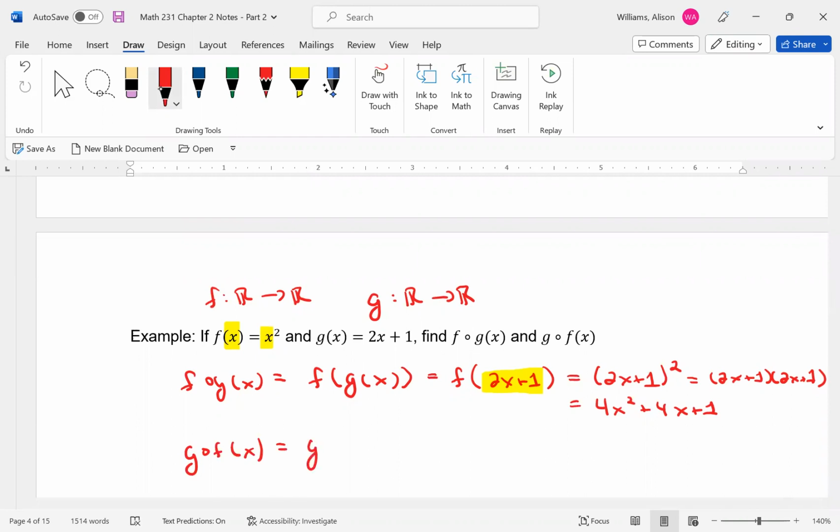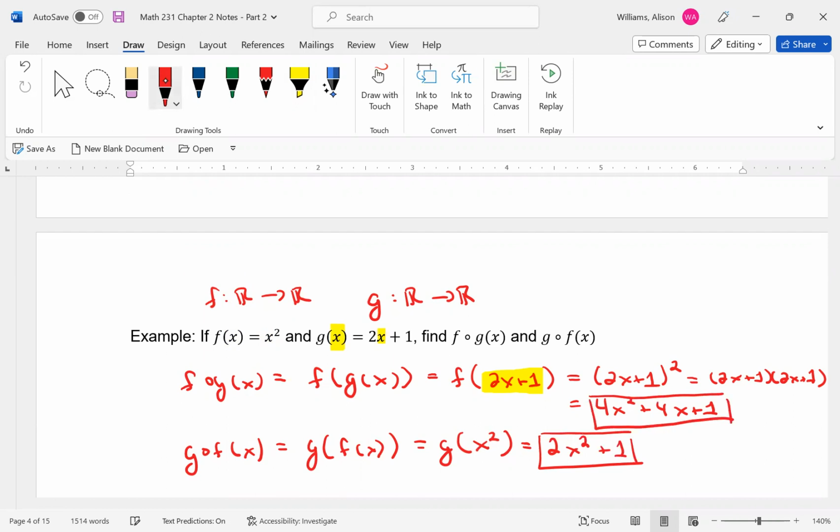So that means we're taking F of X and plugging it into G, which means I'm taking X squared and plugging it into G. So this time the X I'm interested in is the one I'm plugging into this X, and that ends up being 2 times X plus 1. So in this case, instead of 2 times X, I'm doing 2 times X squared plus 1. And there's actually no way to simplify that. So that's done here. There's my 2 answers. There's F composed of G. There's G composed of F.